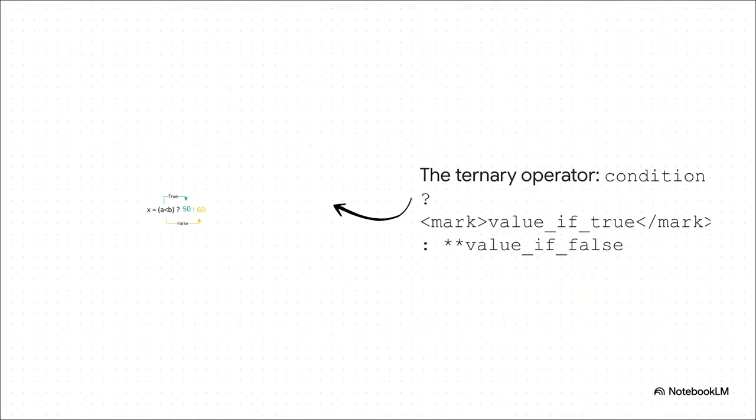Let's just quickly break it down. The structure is super simple. First, you have your condition, then a question mark. After that comes the value you want to use if the condition is true, then a colon, and finally the value you want to use if it's false. It's basically a mini if-else statement that's perfect for when you just need to assign one of 2 values to a variable.